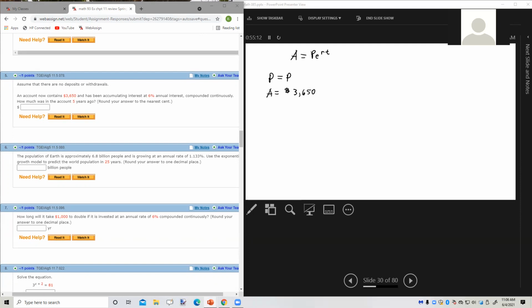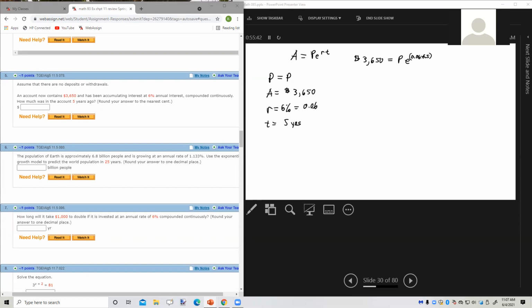How much was in the account 5 years ago? So we don't know the initial amount. We know the ending amount. The interest rate is 6% annually, or 0.06, and the time is 5 years. All right. So we get $3,650 equals P times e to the 0.06 times 5.